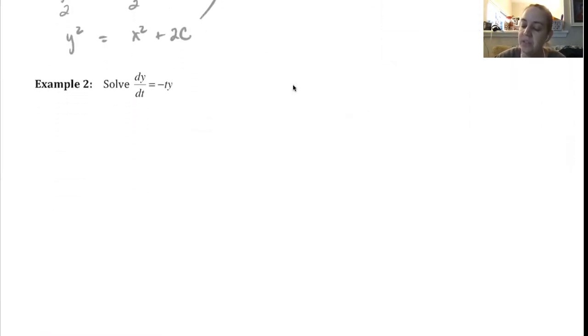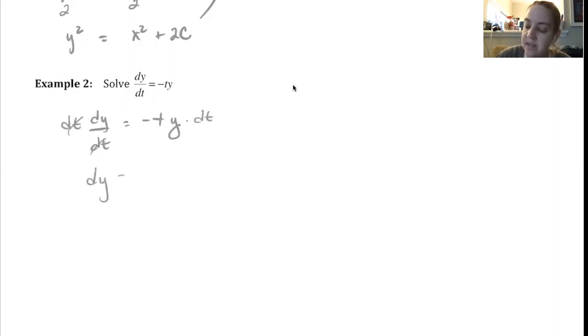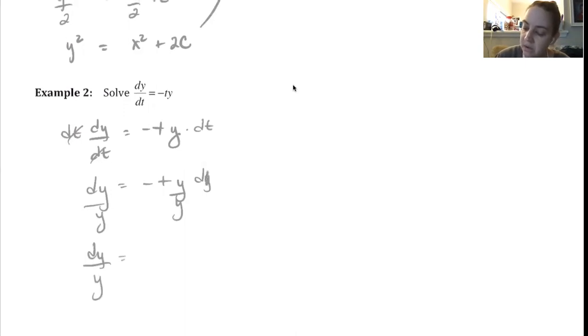Example 2, solve dy dt equals negative t over y. You want to solve for y. They didn't give us an initial condition in this case, but that's okay. So dy over dt is equal to negative t over y. I'm going to multiply both sides by dt. So dy is equal to negative t over y dt. I'm going to divide both sides by y. So I have dy over y is equal to negative t dt. There we go, that's correct.